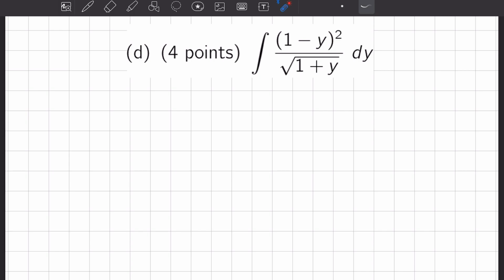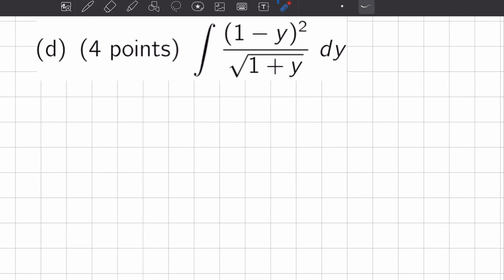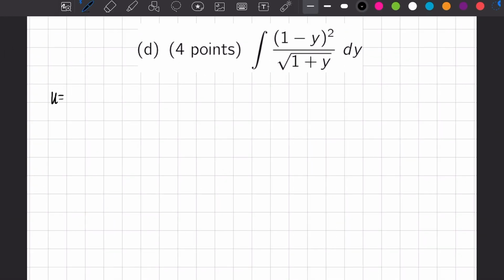So let's look at the one inside the square root first. What we have here is a 1 plus y. And if you differentiate this one, so if we let this one to be equal to u, then your du will actually be dy only. So in a way, it might make sense to do a u substitution here. So let's try that one. We can let u to be equal to 1 plus y. And what we'll get here is du equals dy.